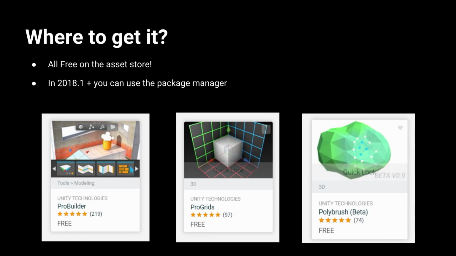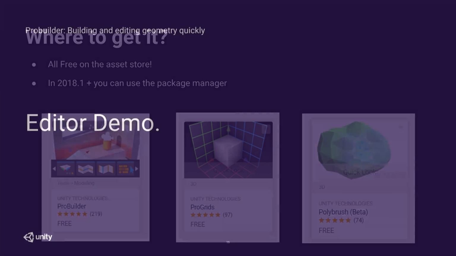And of course, where you can get it, all of these are available freely on the Asset Store. They're now published under Unity Technologies. And if you're using the latest version of the editor or 2018.1 and above, both ProBuilder and ProGrids are available via the package manager. So you can just start your project and grab those right away. And while Polybrush is still in beta, I'll be telling you a little bit later about news on this specifically, and it will be coming to the package manager.